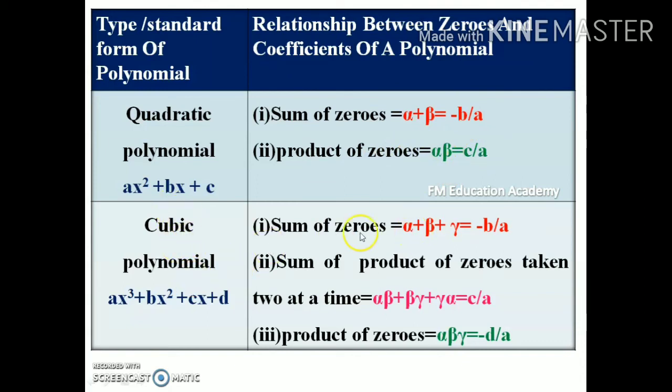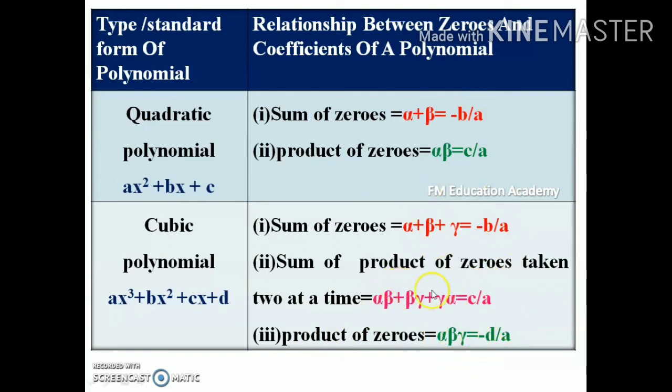Similarly, in case of a cubic polynomial, the sum of zeros, alpha plus beta plus gamma, is minus b by a here also. The sum of product of zeros taken two at a time, that is alpha beta plus beta gamma plus gamma alpha, is c by a. As here we have minus b by a, c by a, here also we will have minus b by a, c by a. Now the last one is the product of zeros, alpha beta gamma, which is equal to minus d by a.